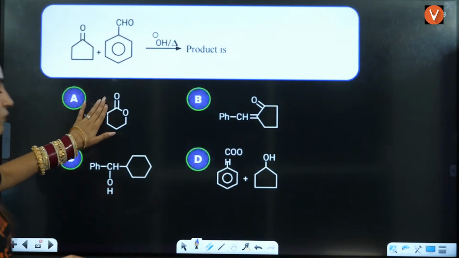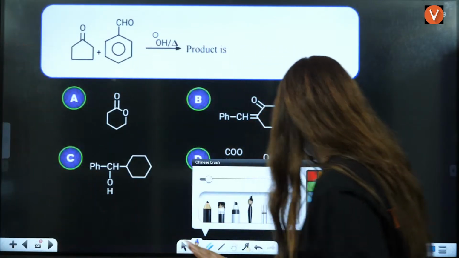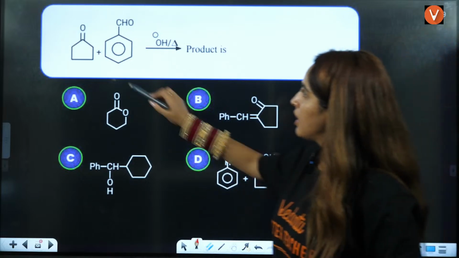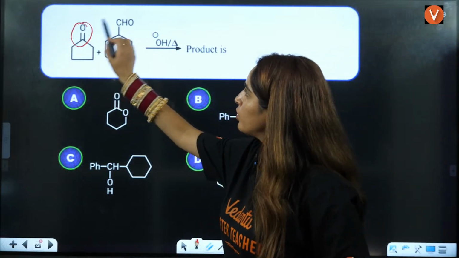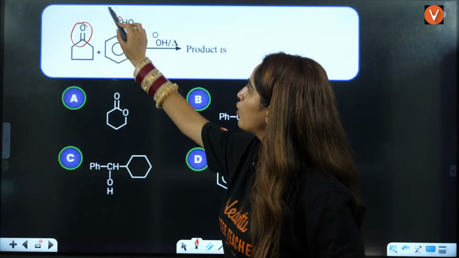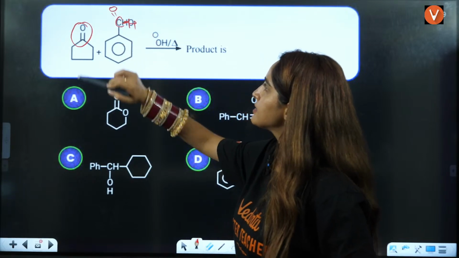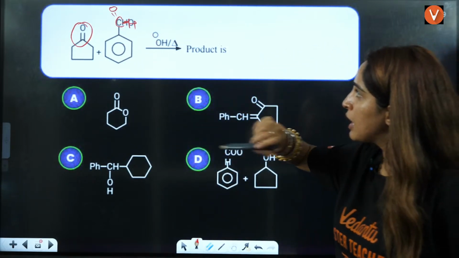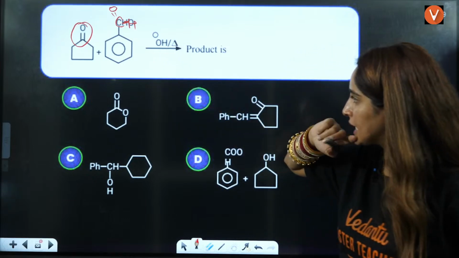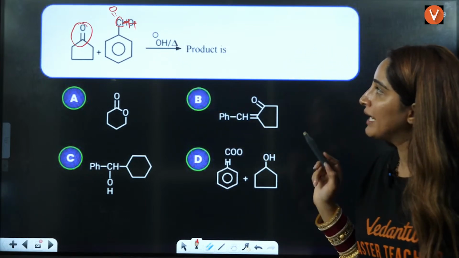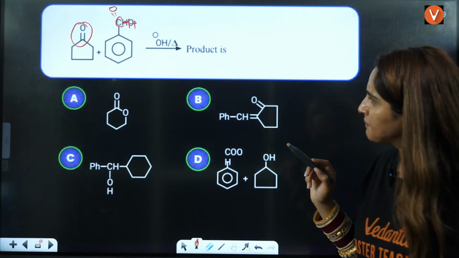Here what we have is C double bond O, and this is C double bond O, this is H. You have OH negative, plus you are heating it.